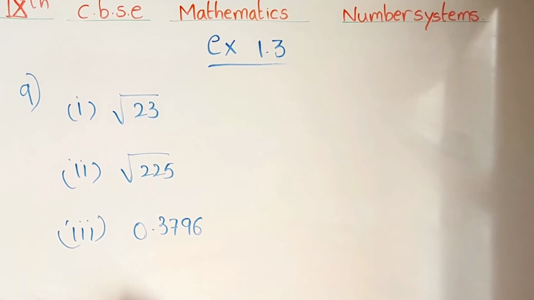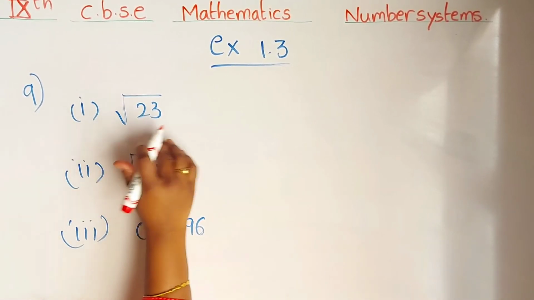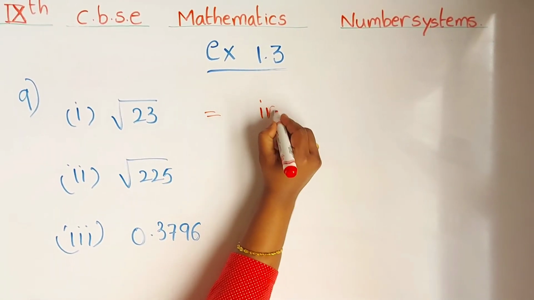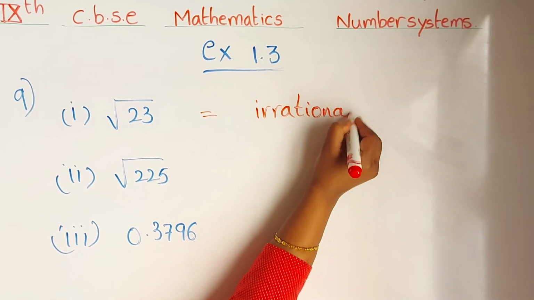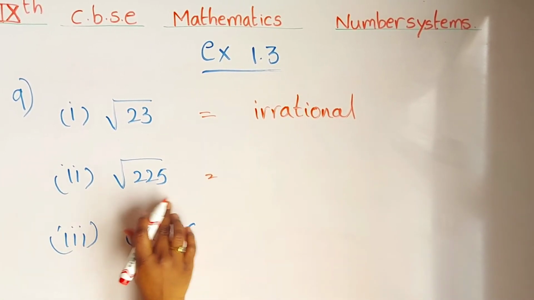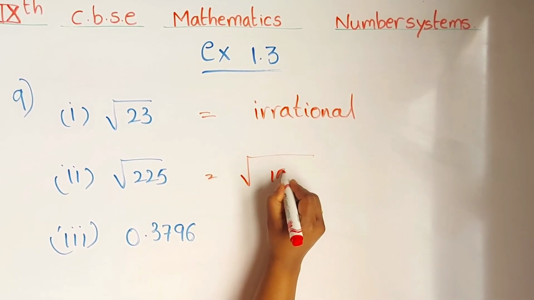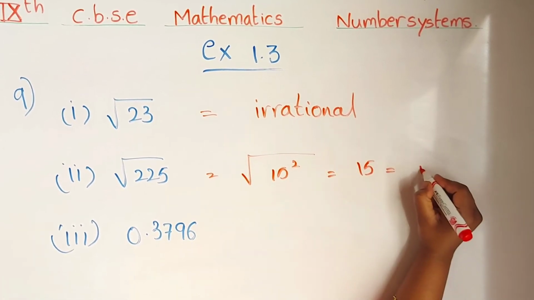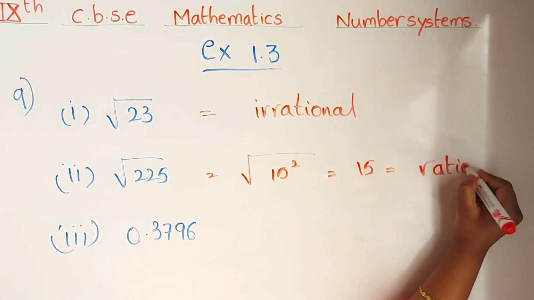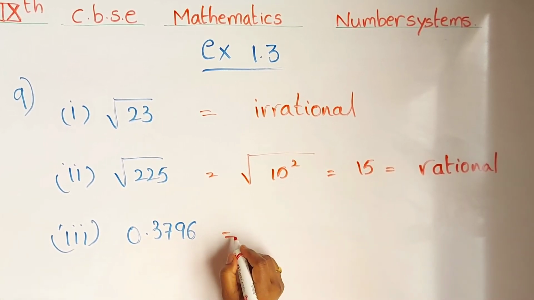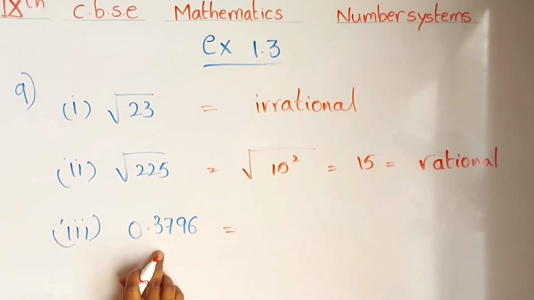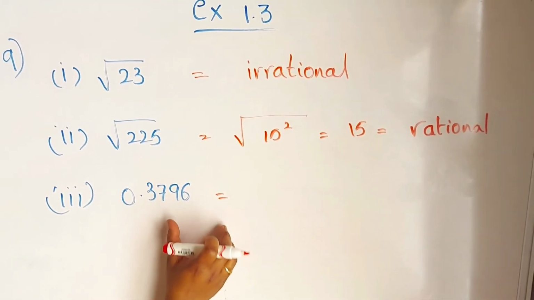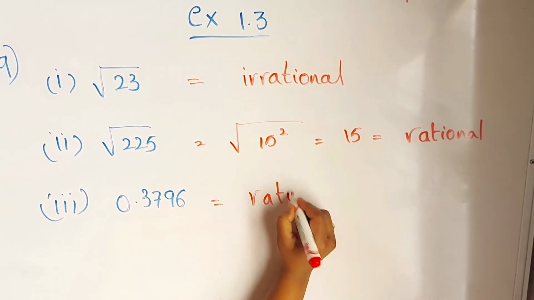Classify the following numbers as rational or irrational. First one, root 23. First of all, 23 is a prime number. Root 23 is irrational. And second question, root 225. We can write 15 squared. So this answer is 15. So this is a rational number. And third one, 0.3796. That means the decimal expansion is finishing, terminating. So this is also a rational number.